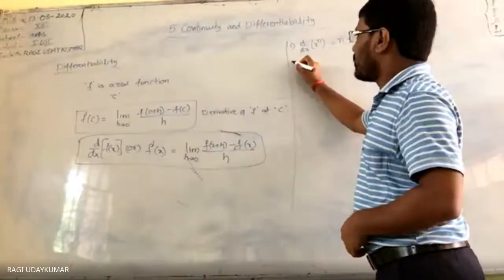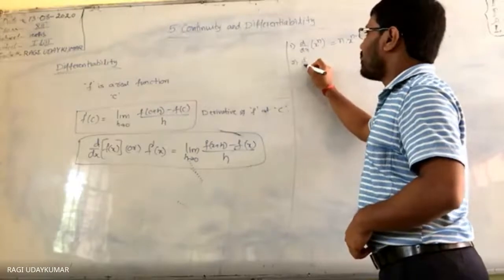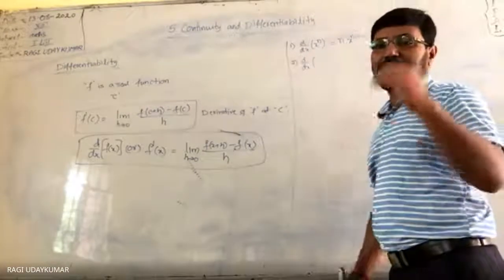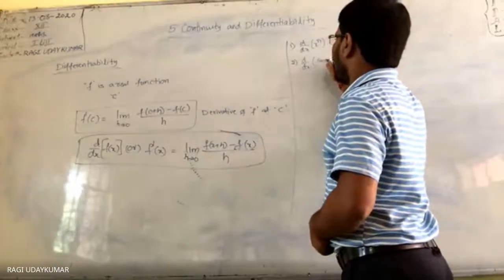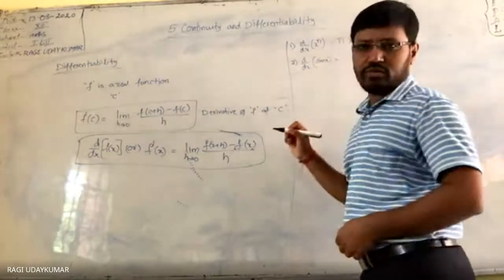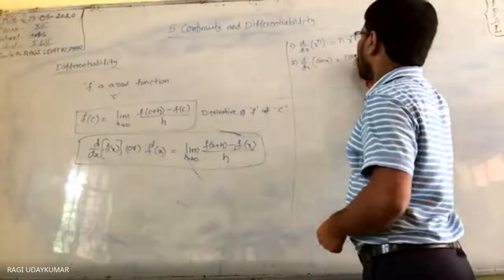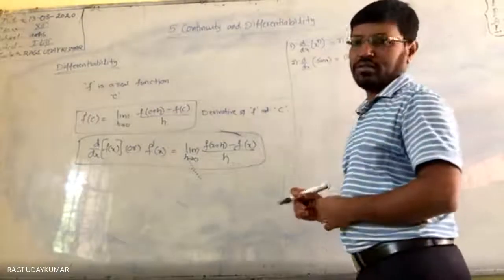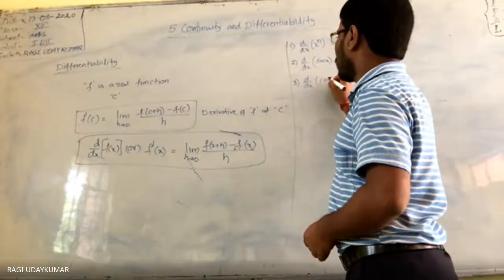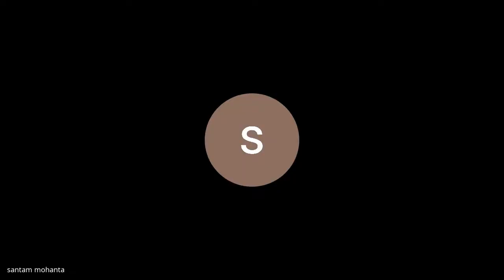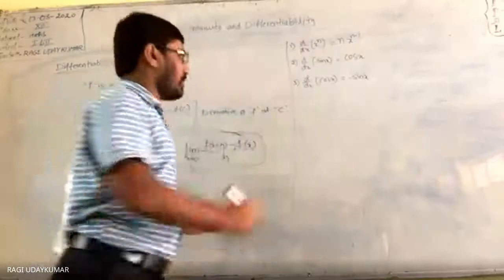So the second one is the standard derivatives of trigonometric functions, already learned in class. d by dx of sin x equals cos x. d by dx of cos x is equal to minus sin x. Minus sin x. These basic things you have learned.